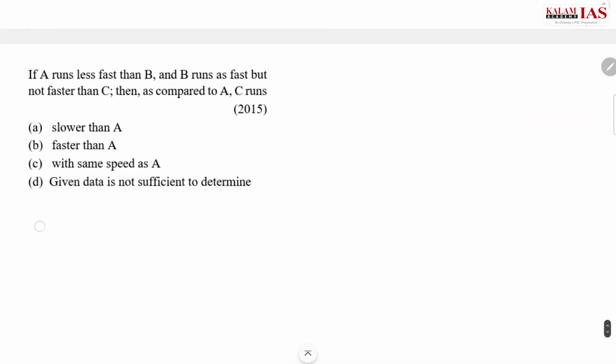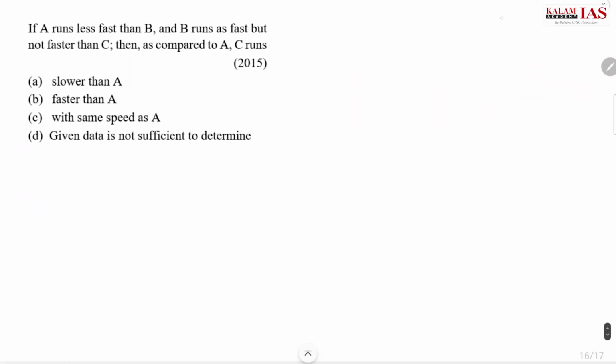Moving on to the next question. It is given A runs less fast than B and B runs as fast but not faster than C. Then as compared to A, C runs. It is given A runs less fast than B, so basically B is running faster than A, and B runs as fast but not faster than C. So B is less than or equal to C, because it is given as fast but not faster. So it can be equal to or lesser than C.